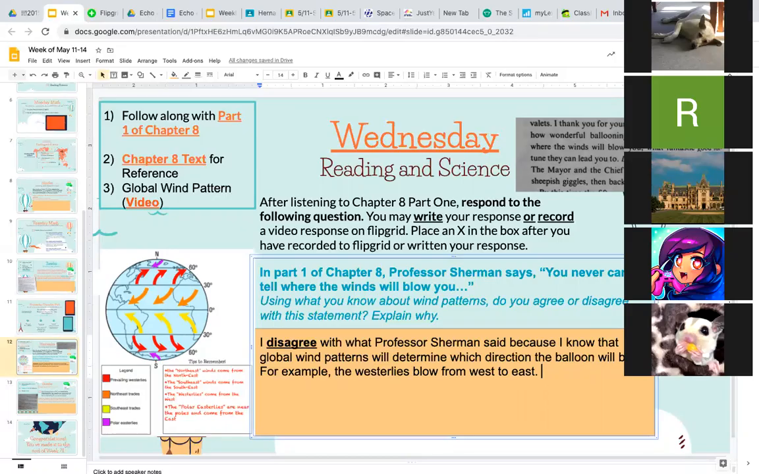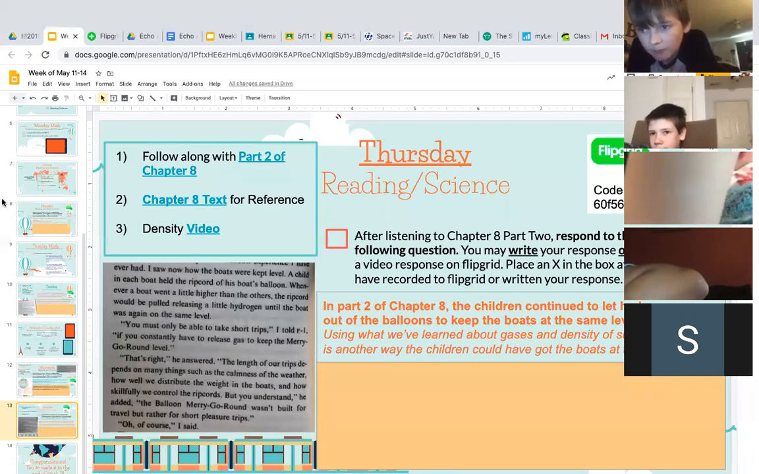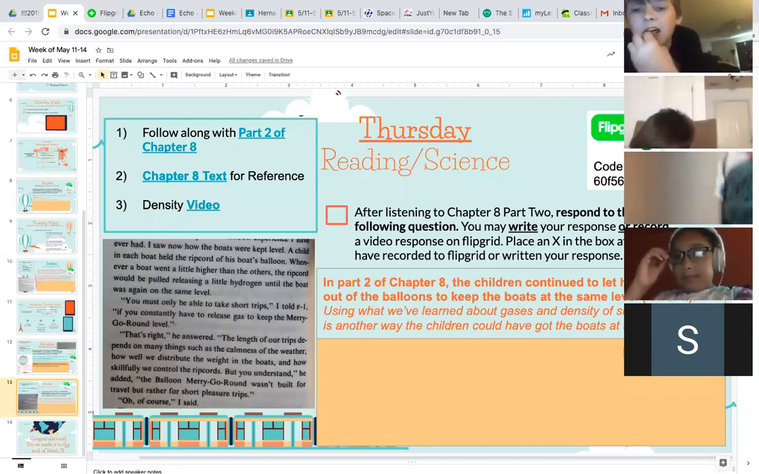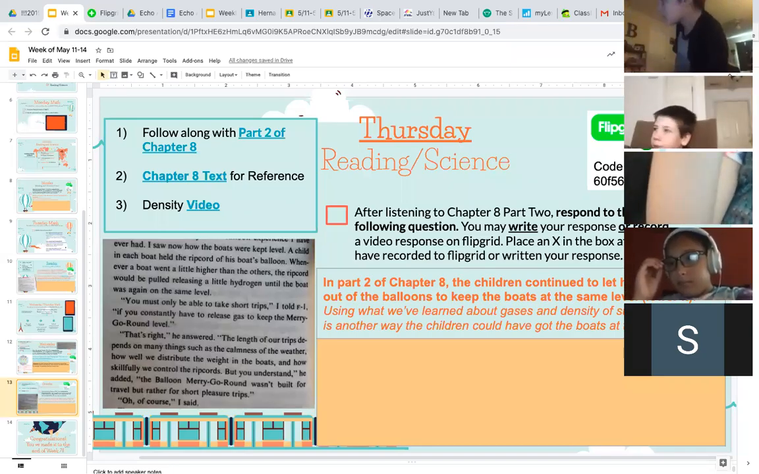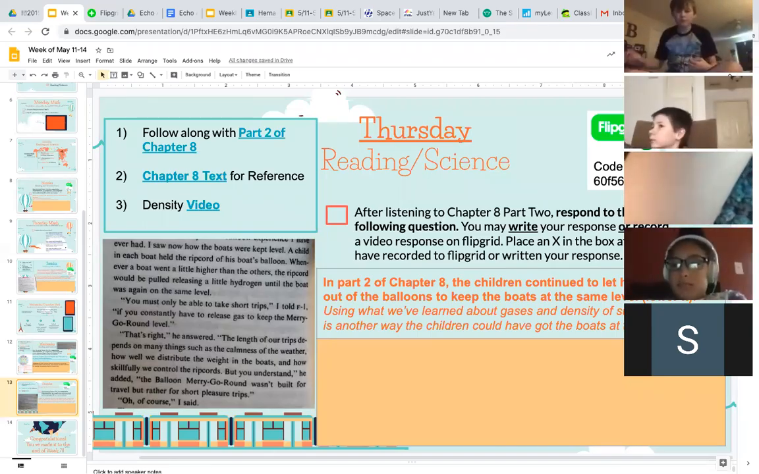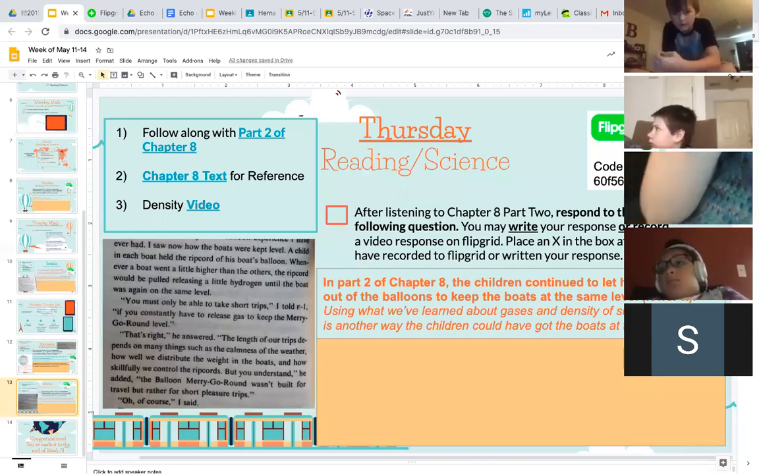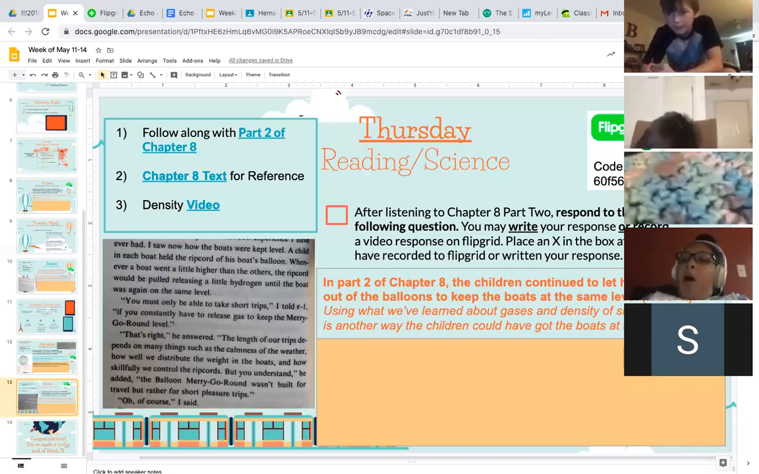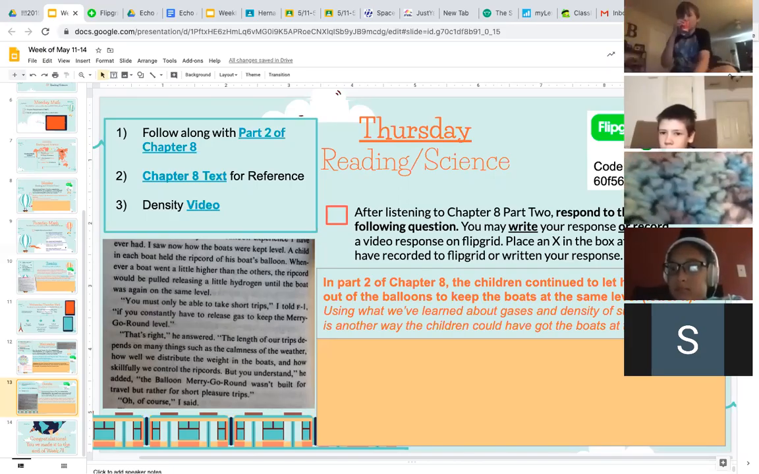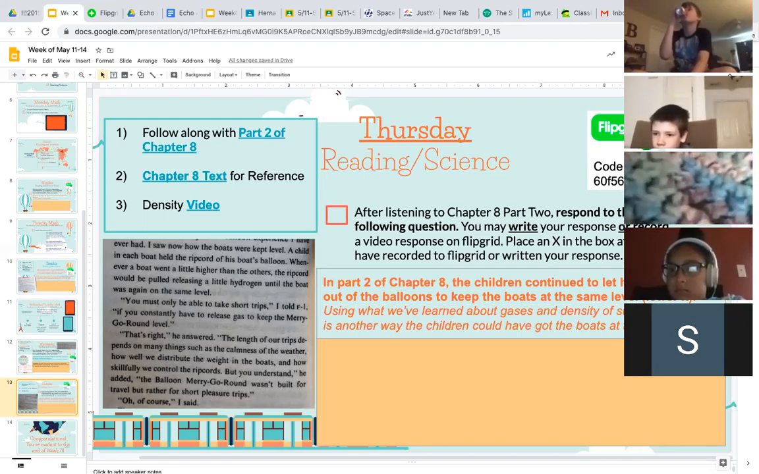All right. So today, it's 9:30. All right. So today, we're going to talk about the balloon elevating and de-elevating, whatever the opposite of elevating is, in your response. Now, we know that Professor Sherman threw things overboard to make the balloon go higher. That probably wasn't the best practice because he's polluting the earth. He's probably getting rid of things that he needs. Not the best practice. So we're going to be good scientists here, and we're going to think about things.